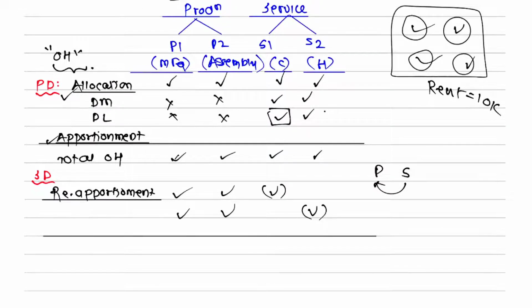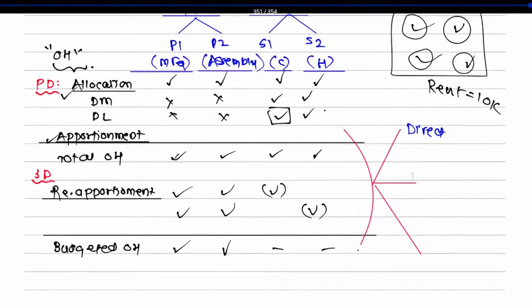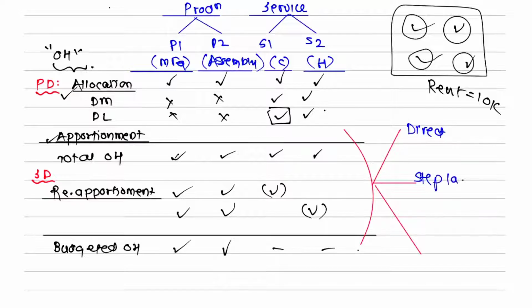After reapportionment, you will get budgeted overhead of P1 and P2, and this answer will be nil because that cost has been transferred. But when you transfer your service department ka cost to your production department, again there are three possibilities. Three methods are there. If you remember the name, then I will explain. Direct method, step ladder method, then the reciprocal method.